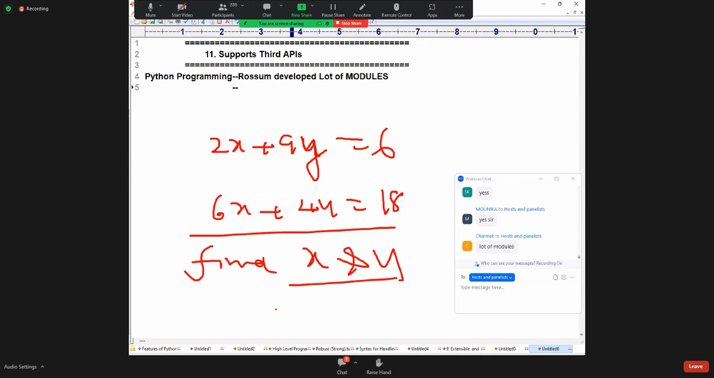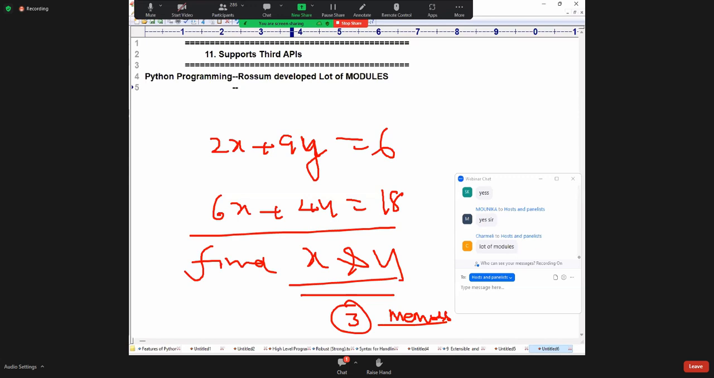Linear equations. Even a day or two back, I told this. Linear equations, finding x and y. According to my mathematics standards, there are 3 methodologies, 3 approaches to solve it.